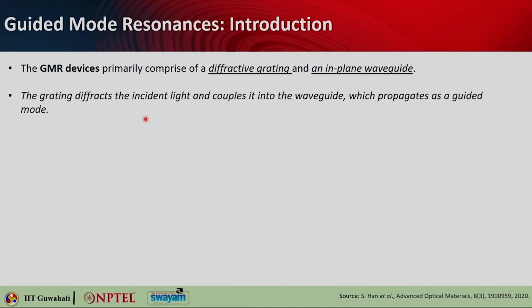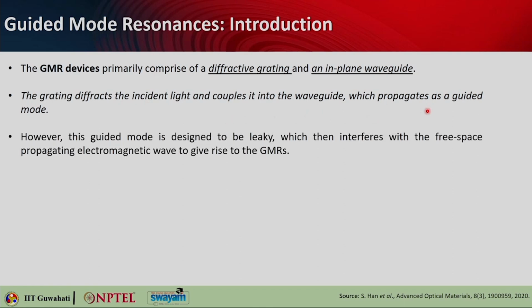The grating will diffract the incident light, and some of the diffracted wave will couple to the waveguide and propagate as the guided mode. This guided mode is designed to be leaky, and it leaks out when it interferes with the free space propagating electromagnetic wave, and that gives that resonance, GMR.